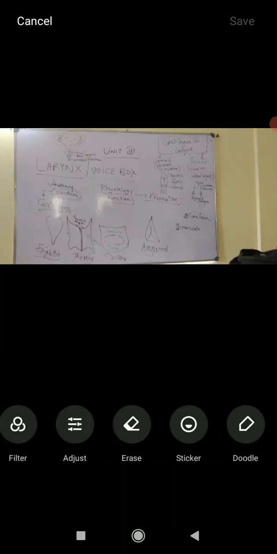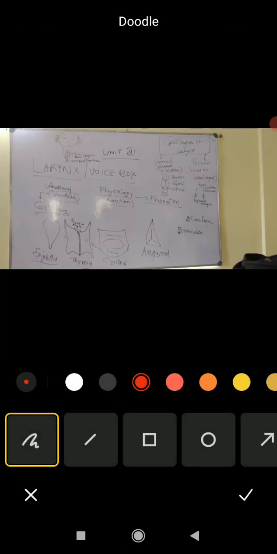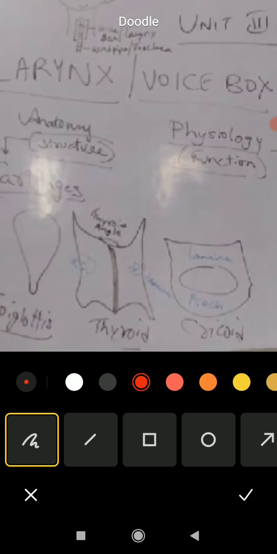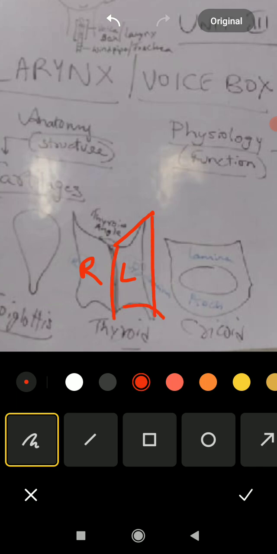Moving on to the next one, the thyroid cartilage or the shield-like cartilage. There are two laminas for the thyroid cartilage, the right and the left lamina. Each lamina is roughly quadrangular. It has a superior border, inferior border, anterior border and posterior border. Kindly note, the anterior borders of both the thyroid laminas will unite in the anterior midline to form an angle called the thyroid angle.